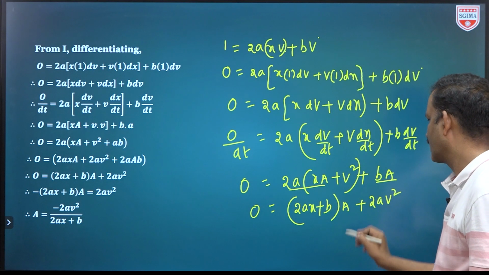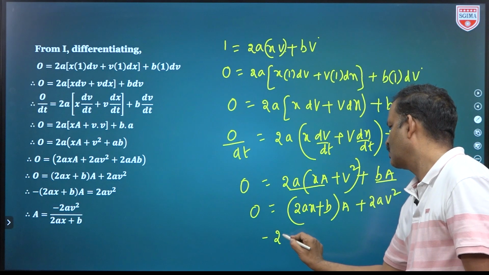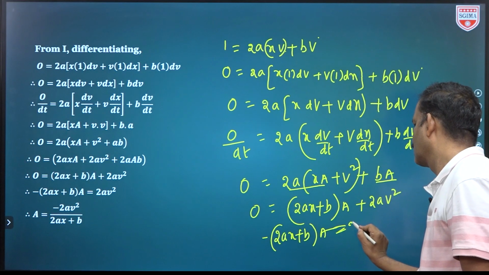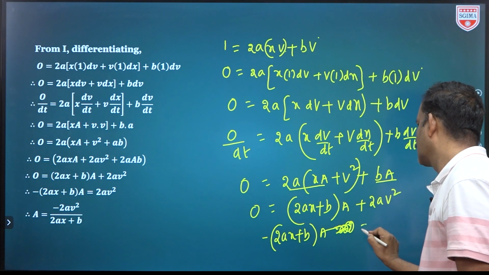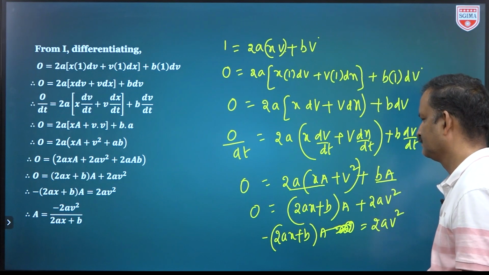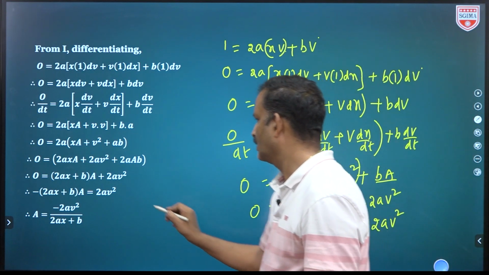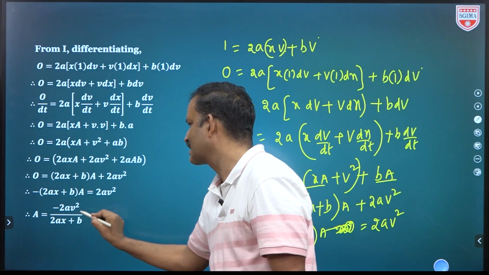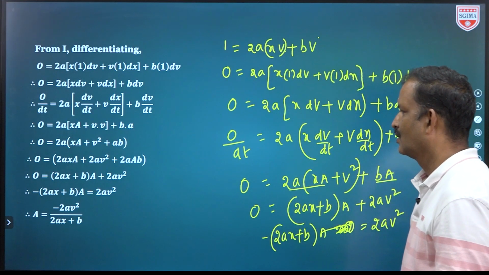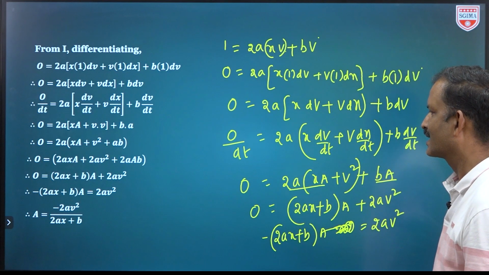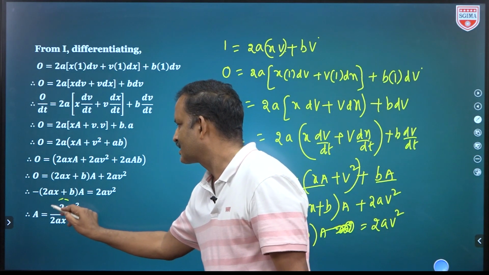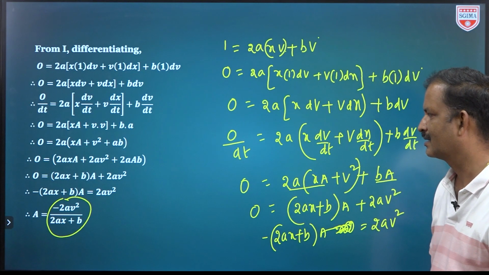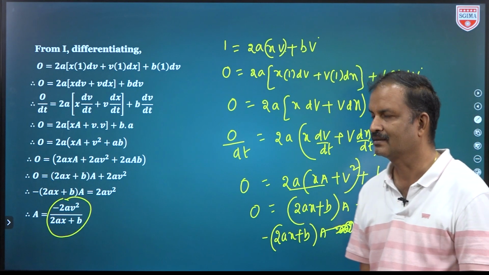So, I want to find out the acceleration. Take this one to that side: minus 2ax plus b into A is equal to 2a v square. So, acceleration is equal to minus 2a v square by 2ax plus b. We got this acceleration, minus 2a v square by 2ax plus b. This is the acceleration. Thank you.